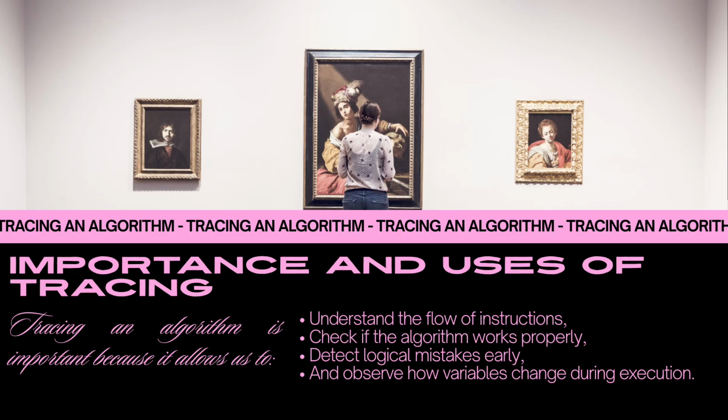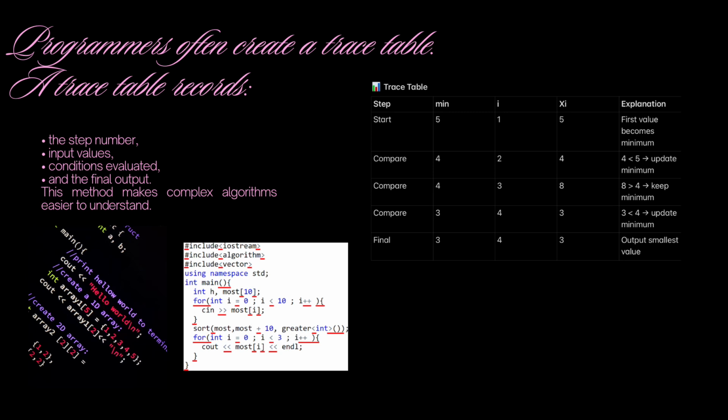Tracing an algorithm is important because it allows us to understand the flow of instructions, check if the algorithm works properly, detect logical mistakes early, and observe how variables change during execution. Programmers often create a trace table. A trace table records the step number, input values, conditions evaluated, and the final output. This method makes complex algorithms easier to understand.